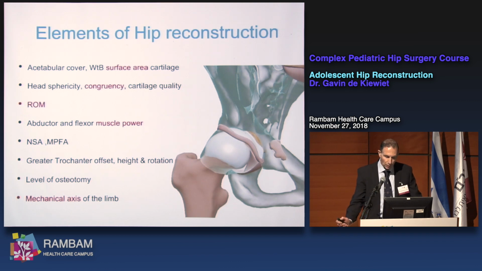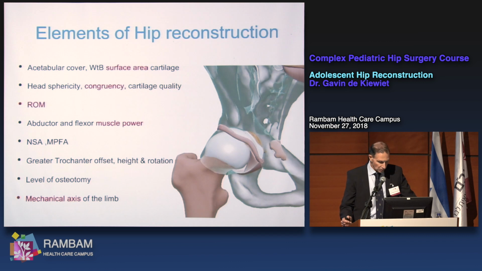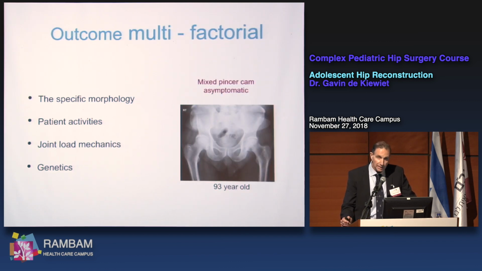If we are going to reconstruct the hip, what do we need to think about? Well, the acetabular cover, which we've talked about, the head sphericity, which is congruency, cartilage quality, range of motion, the muscle power, and we can measure things like the neck shaft angle and the medial proximal femoral angle or lateral proximal femoral angle in terms of mechanical axis planning. We can measure these and see how abnormal they are. And that translates into greater trochanteric height or offset, in other words, abductor muscle power. Level of osteotomy is important because we also need to correct the mechanical axis of the overall limb.